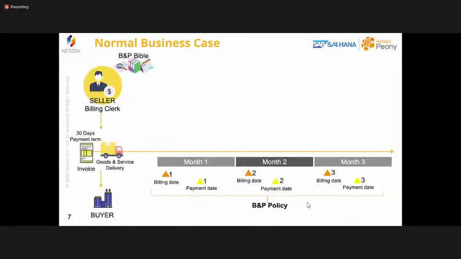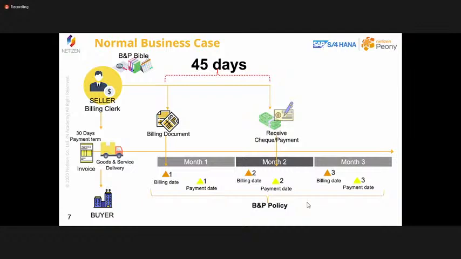So in the normal business case, the billing clerk is a seller, and they send goods or deliver services to the buyer. They have to go with the invoice, but even though your invoice puts the payment term at 30 days, the buyer has a billing and payment policy. Then they have a billing date and also a payment date. If luckily you can manage your billing document to the timeline provided by the buyer, then you're going to get payment in the next month.